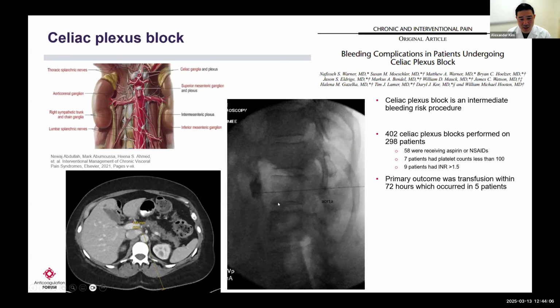This image on the right is an X-ray of a successfully completed procedure. You want the contrast dye to show the anterior surface of the aorta, and obviously you don't want vascular washout of your contrast.